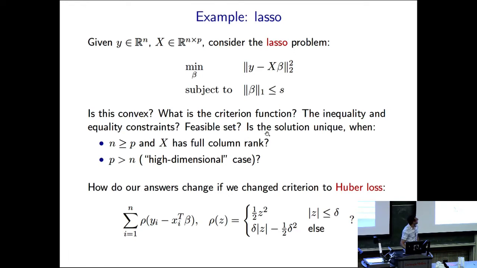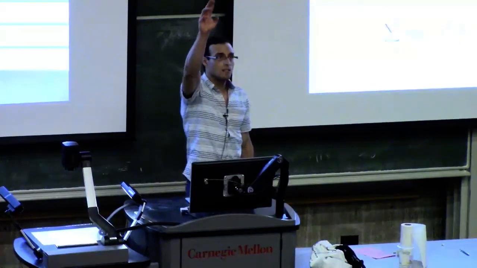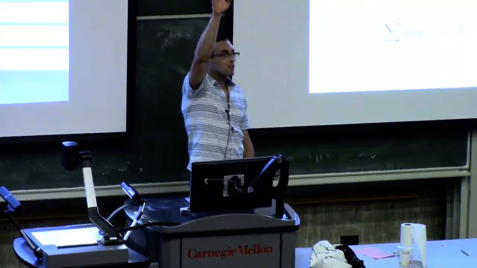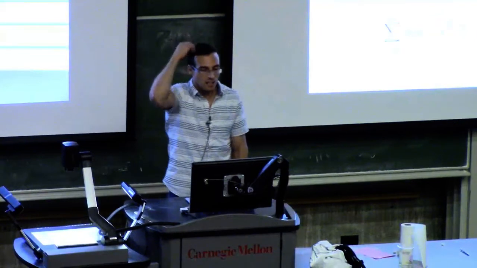And now we can proceed to answer some more sophisticated questions, like, is the solution unique? So let's say n is larger than p here. Let's say x is an n by p matrix, n is bigger than p, and x has linearly independent columns, or has full column rank. How many people think the solution is unique in this case? Raise your hands. I got surprisingly fewer people than I thought I would see. So maybe somebody who raised their hand could explain to me why they think it's unique.